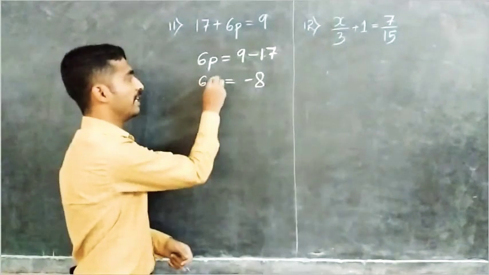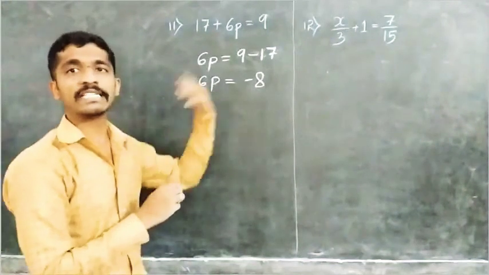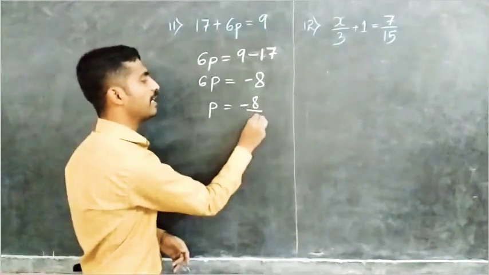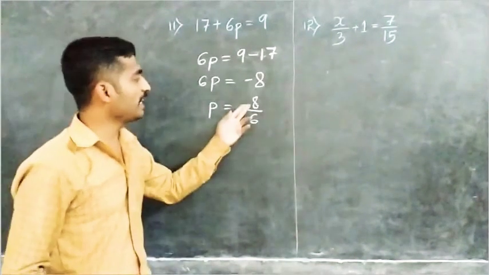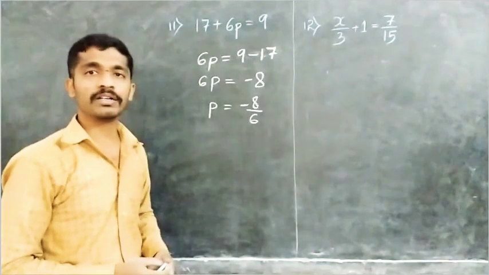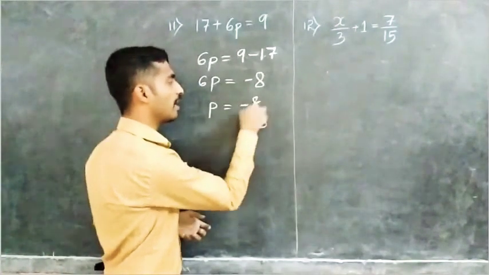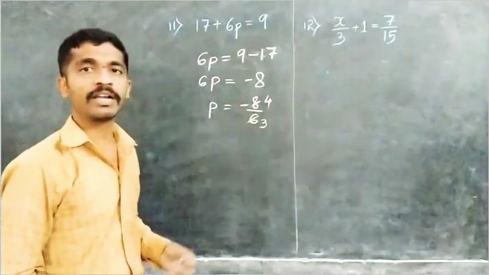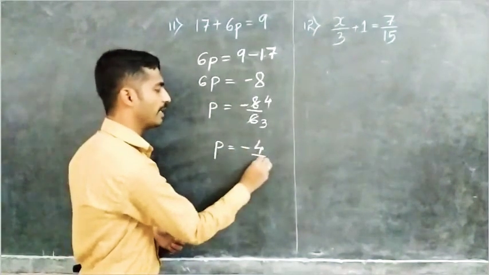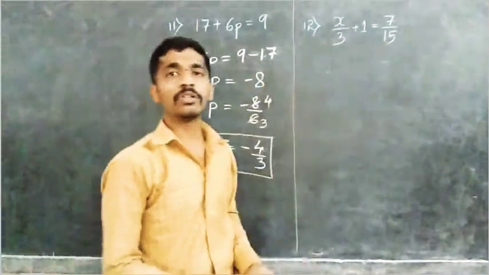So still here 6p is there. Okay, 6p means 6 into p. So take that 6 to right side, it becomes divisible. So minus 8 by 6. Okay, minus 8 and by 6. 8 and 6, both are there in which table? 2 table. 2 3s are, 2 4s are. Divided by 2. So here we will get p equal to minus 4 by 3. This is our answer.